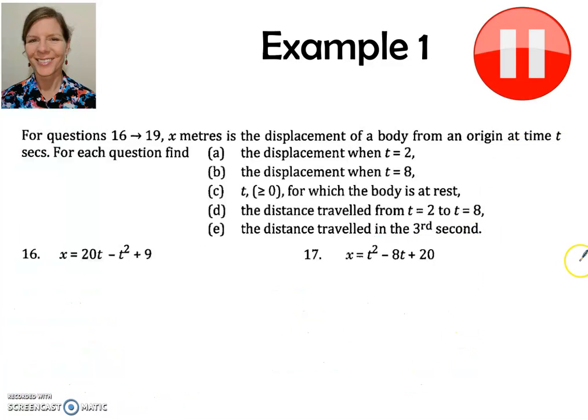Alright, so what I want you to do now is pause the video and have a go at this one. Think very carefully about the result that you get here. When is the body at rest, and does that affect your answer here? So hit that pause button and have a go.